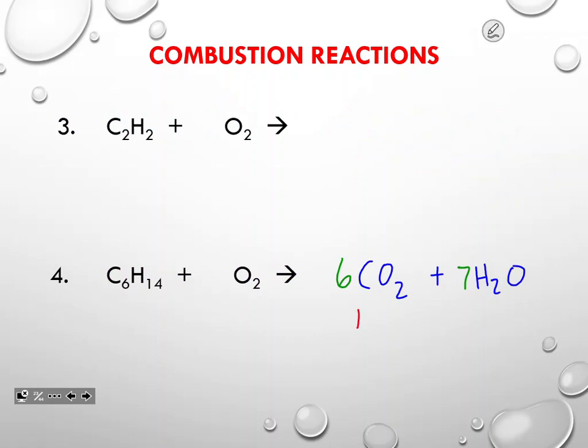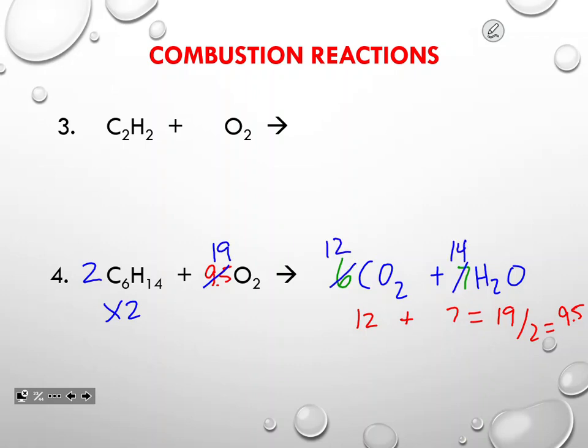Add up my oxygens. This is going to be 12 plus 7 gives me 19. Divide that by 2, that's 9.5. Put the 9.5 here. Then multiply everybody by 2 to fix it. And that goes to 19. This one goes to 12, and this one would go to 14.